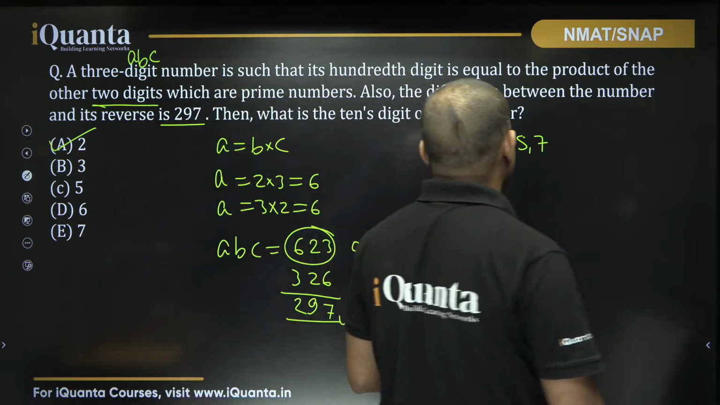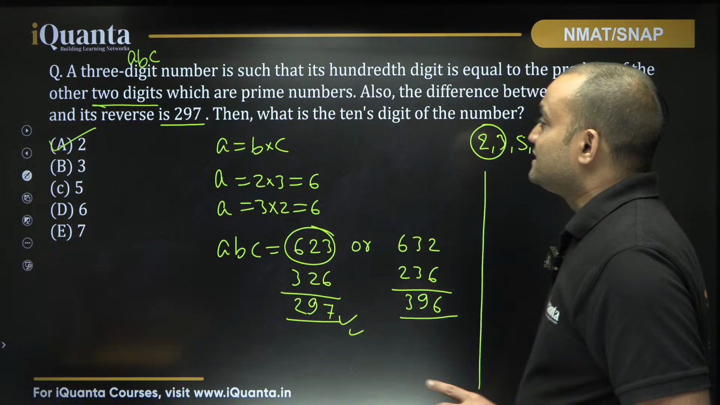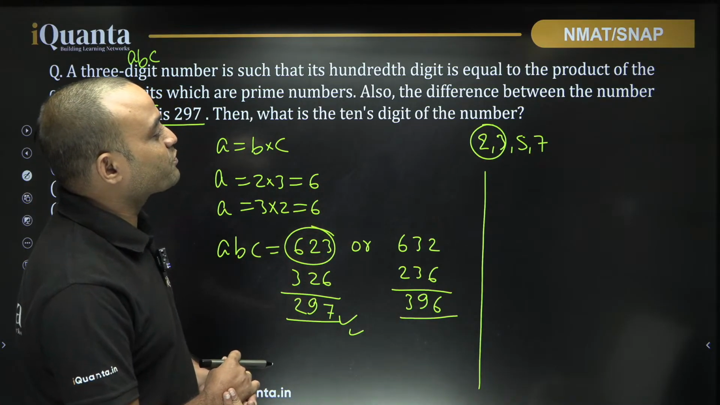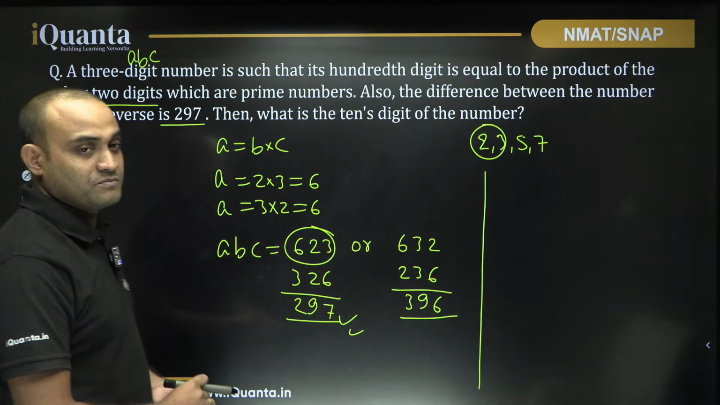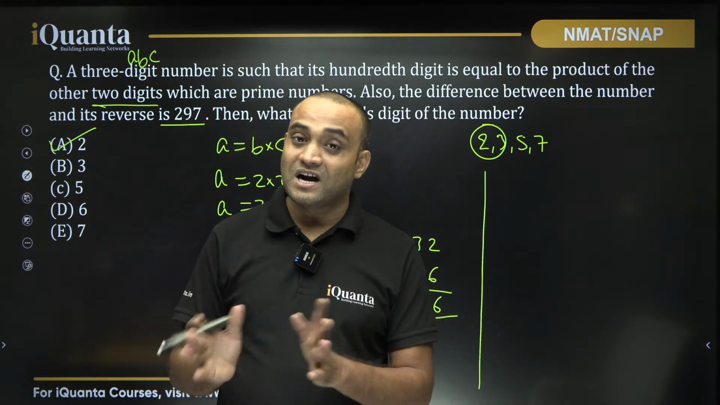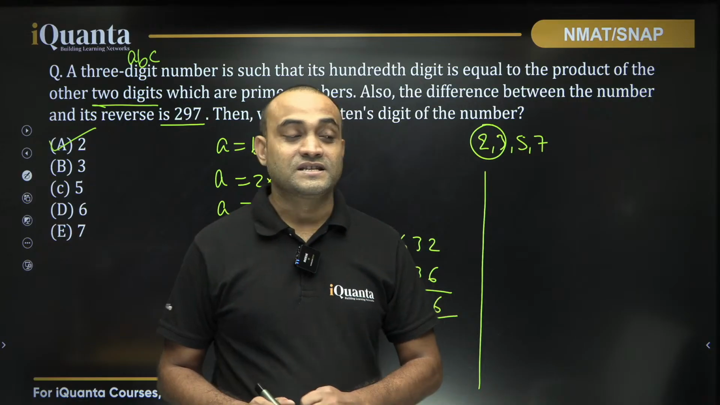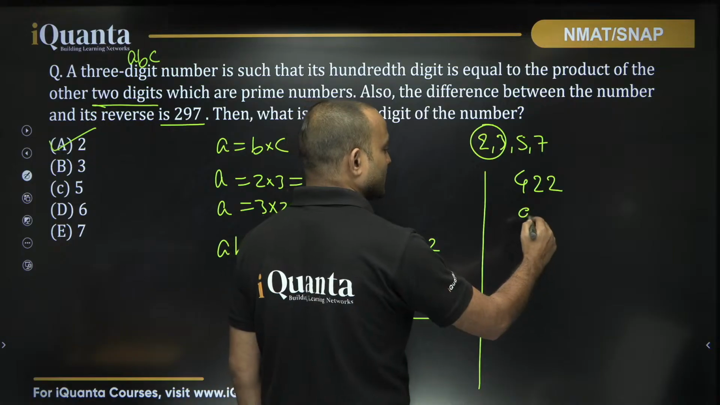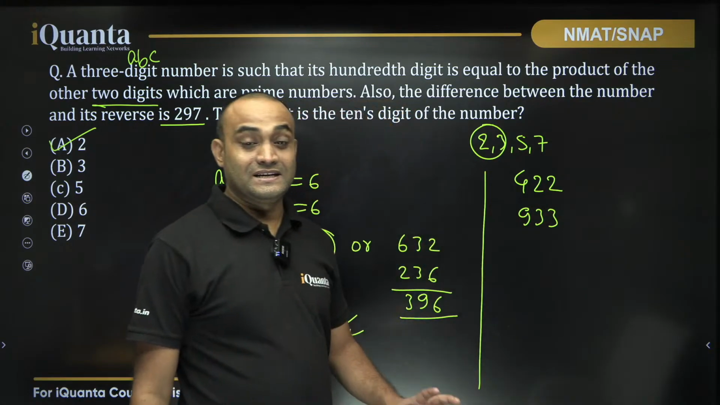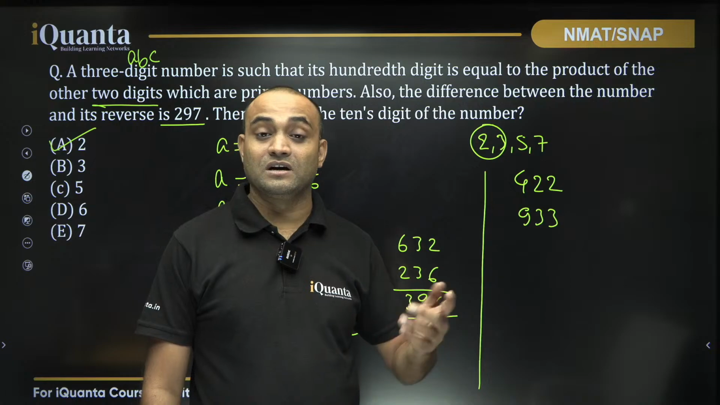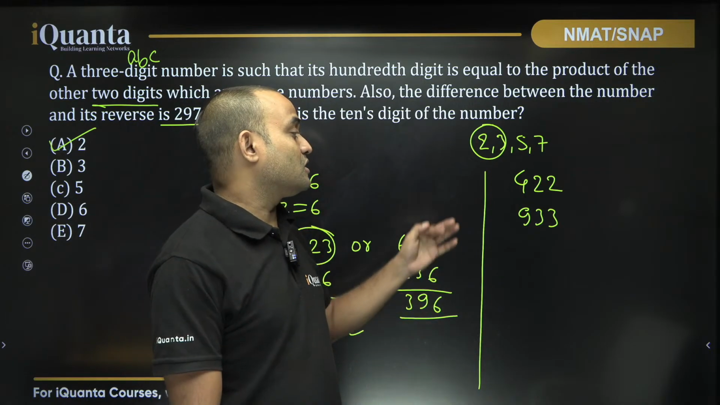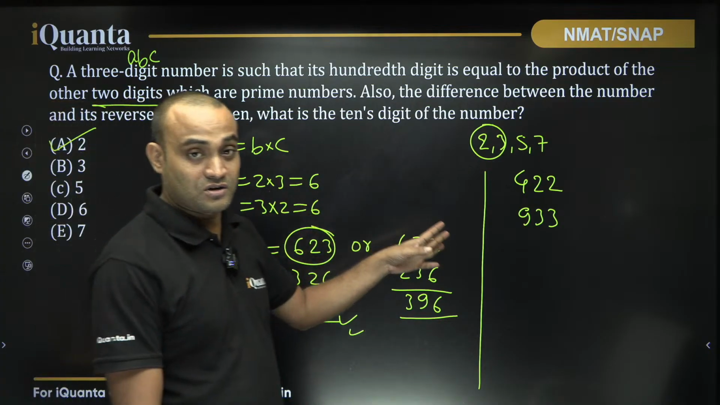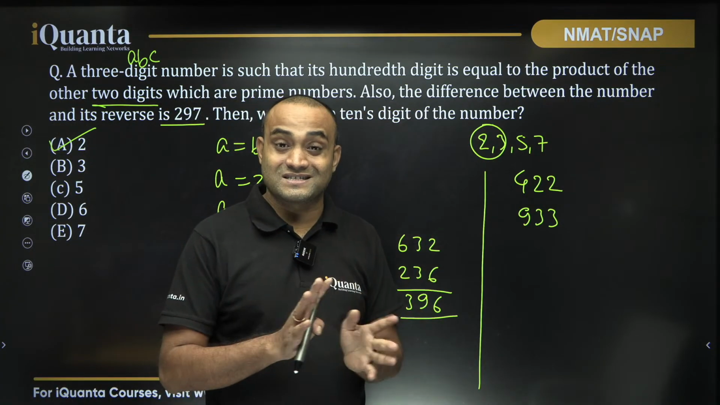Now, see, one thing we did not consider here, say the 3-digit number is such that its 100th digit is equal to the product of other 2 digits which are prime numbers. Now, it doesn't say that other 2 digits are equal. Did you consider this? See, can I say I can also consider a number 422 or 933? It doesn't say that B and C are unequal. So we will also have to consider this. This I did just to check if you are focusing on these things or not. It doesn't say anywhere that these are distinct, right?